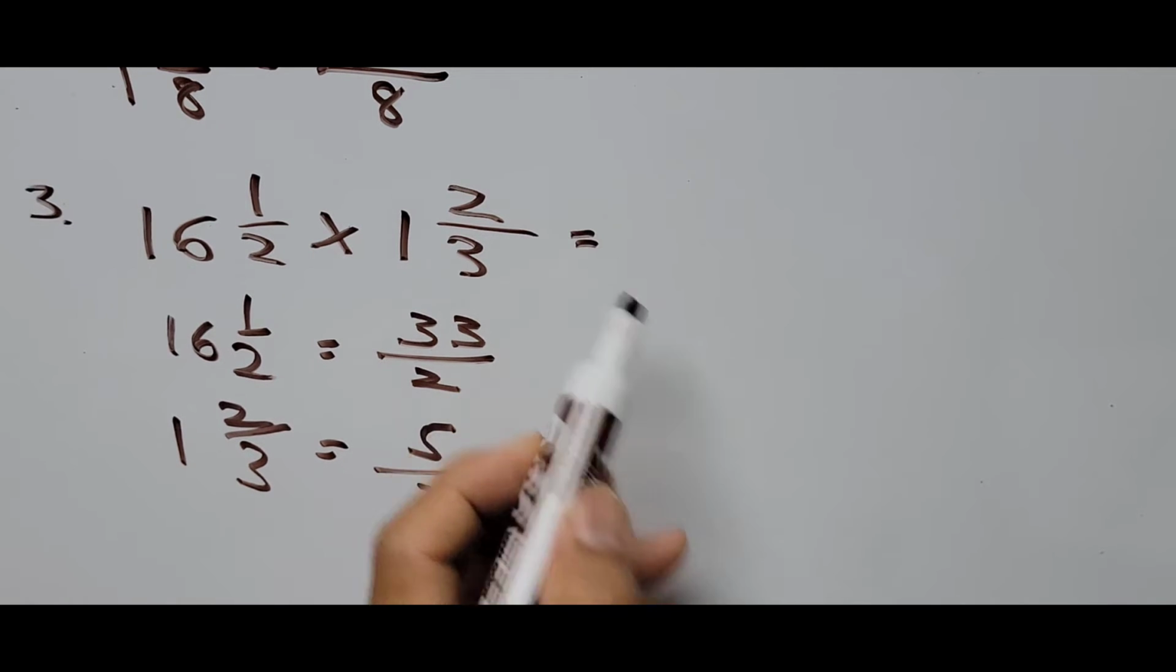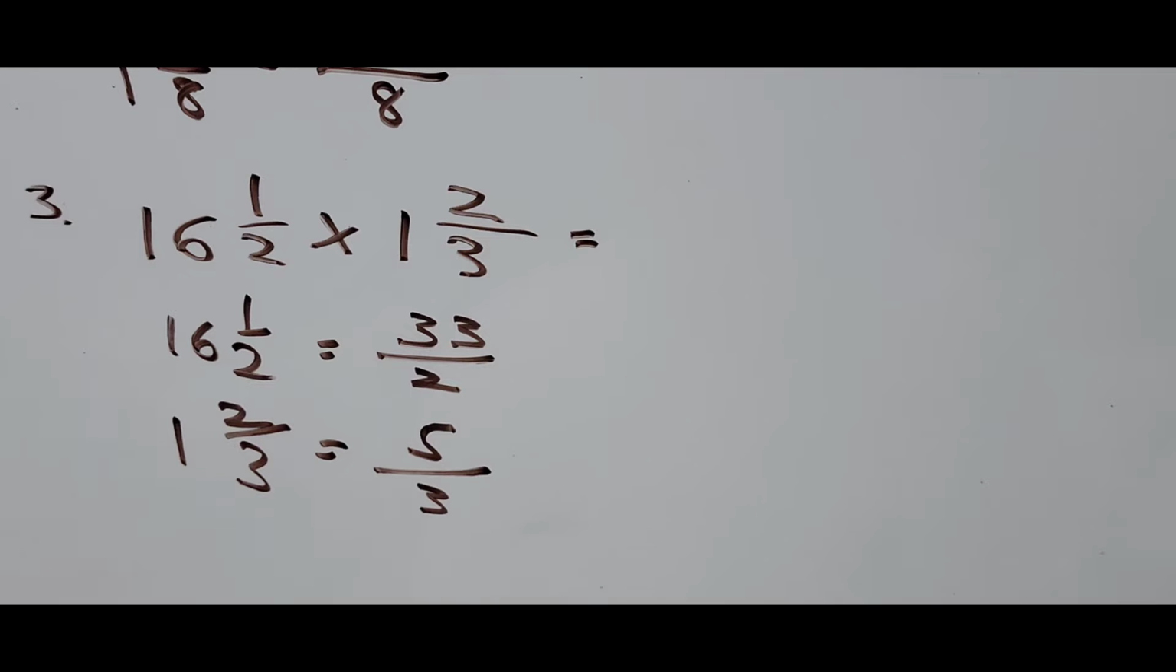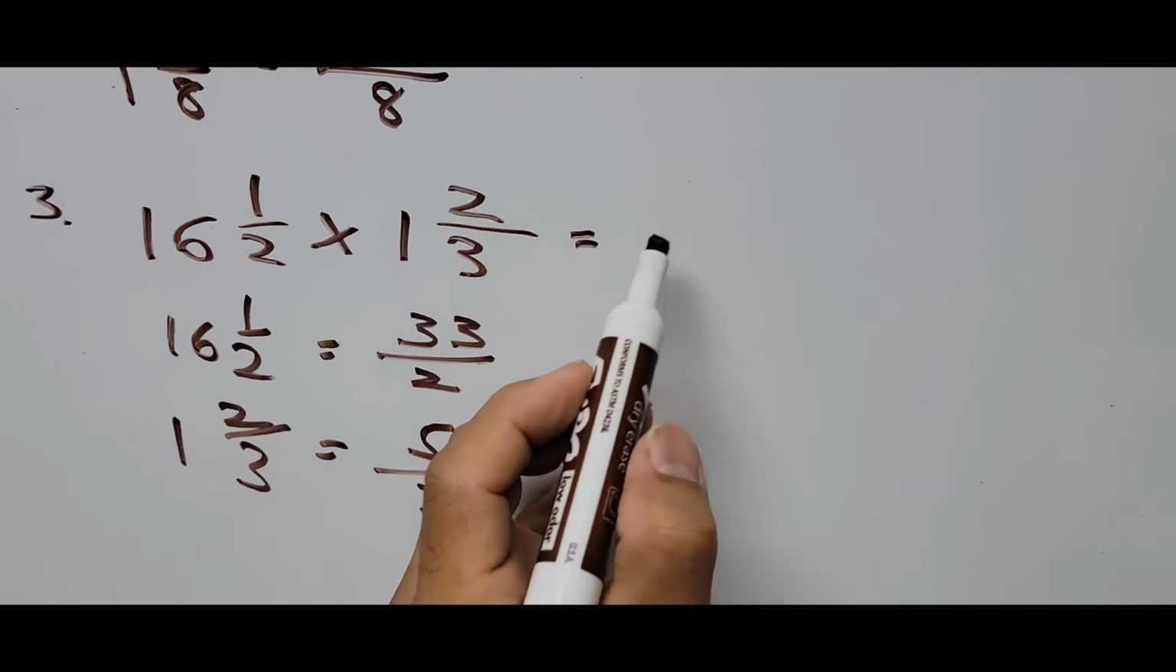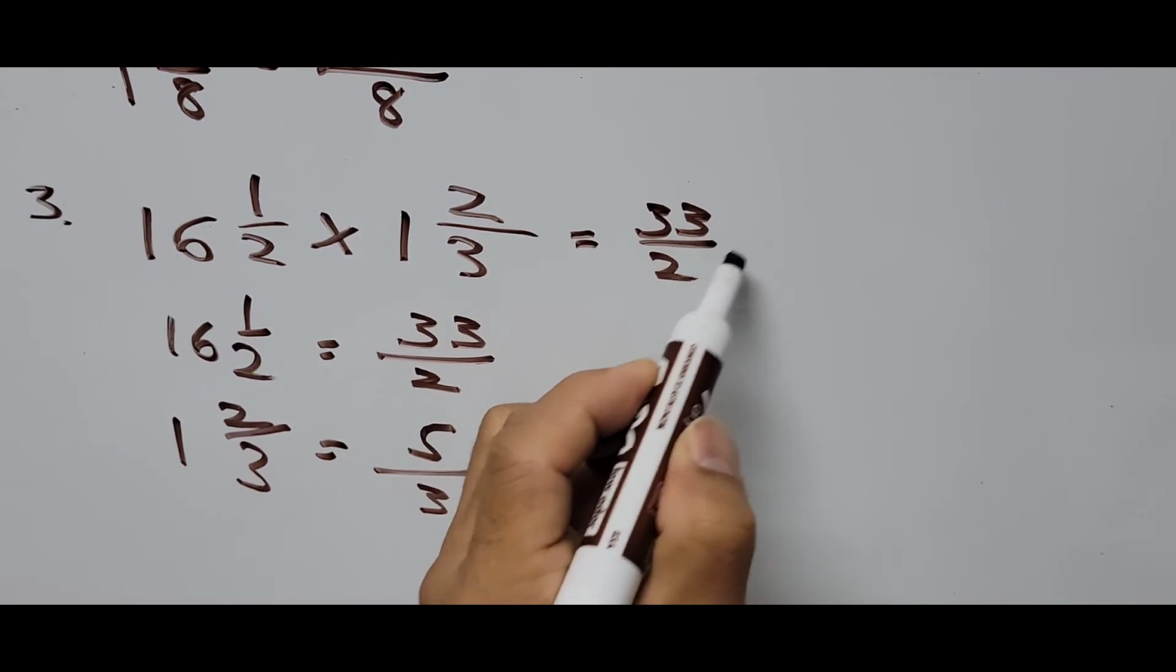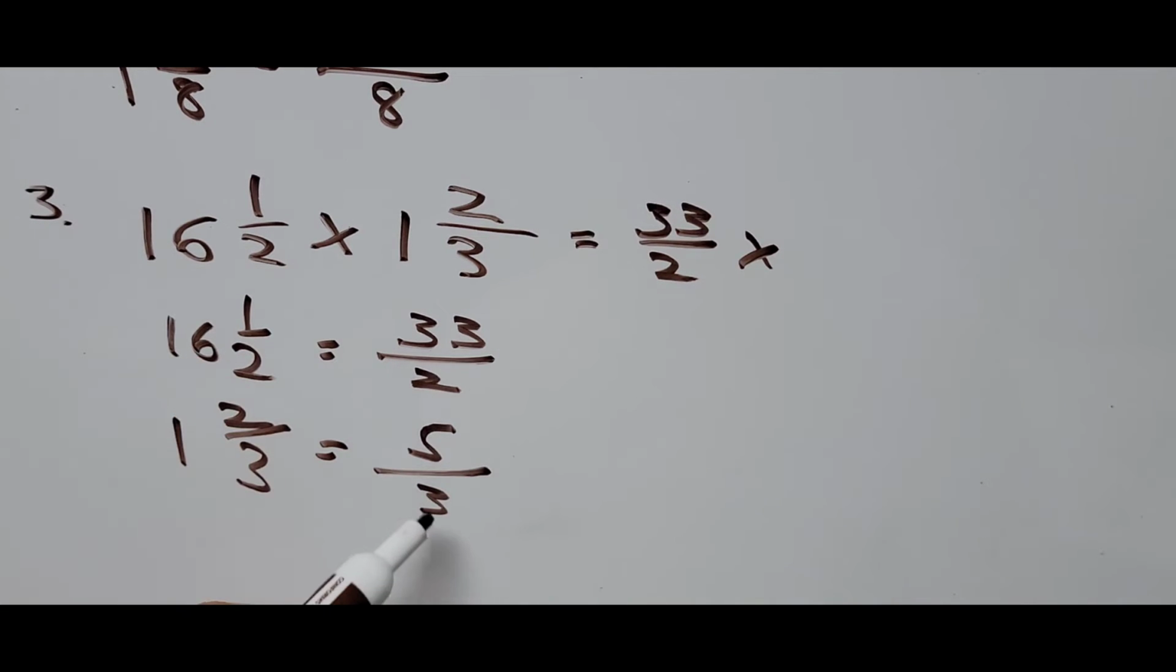Now let's go ahead and proceed in multiplying these mixed fractions. So 16 1/2 is 33 halves, multiplied by 1 2/3, which is 5/3.